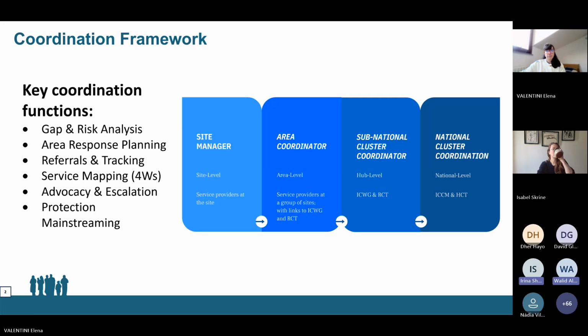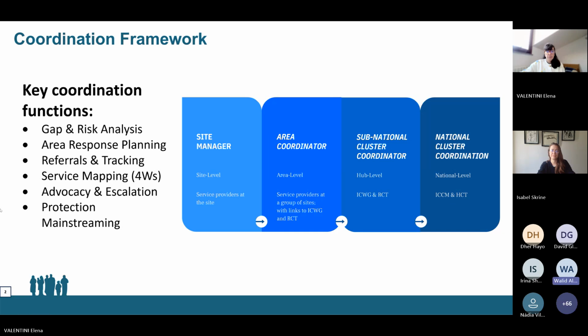So they do effectively participate there, and how they participate is through gap risk analysis at area level, doing area response planning, such as preparedness plans or flood contingency plans, etc. Along with the gap risk analysis, there also is service mapping done at the area level, advocacy and escalation, and protection mainstreaming. So these are the functions that allow area coordinators to be well integrated and well included in the coordination structure, not only for CCCM, but also at interagency level.